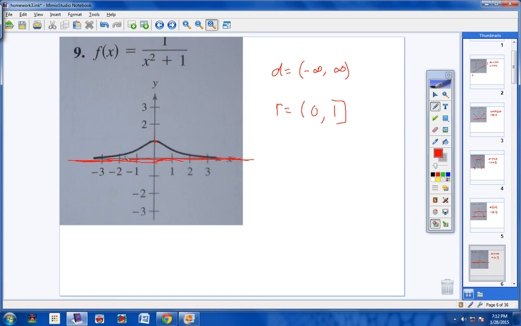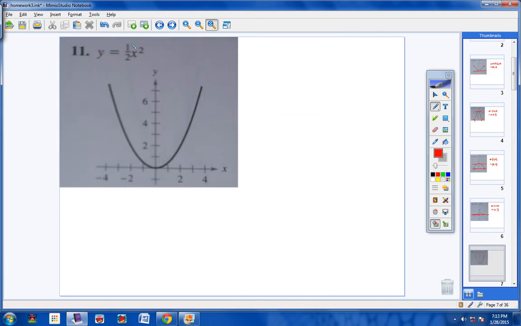So domain deals with the x values. The range deals with the y values. Okay, moving on to numbers 11, 13, and 15.